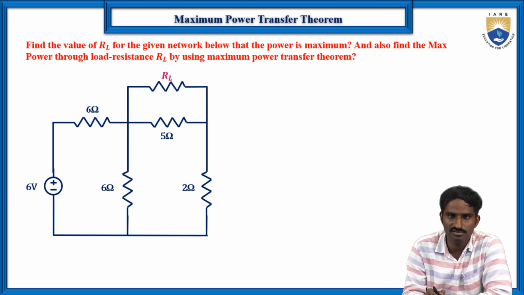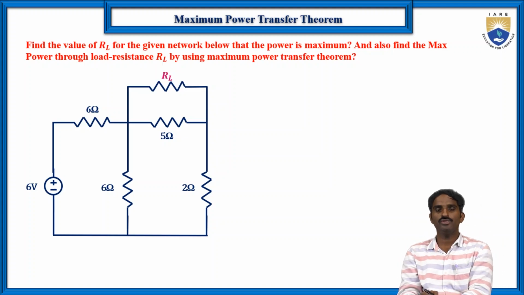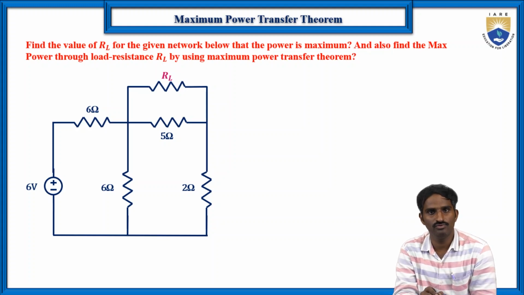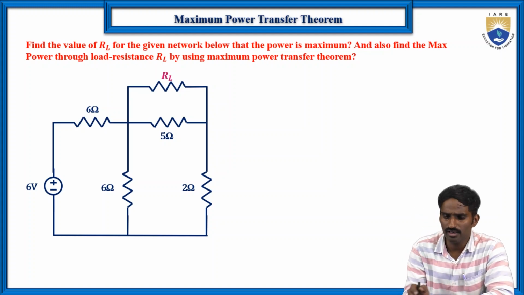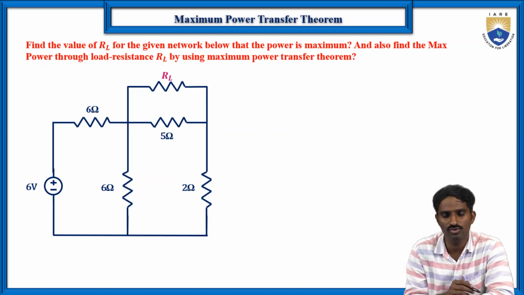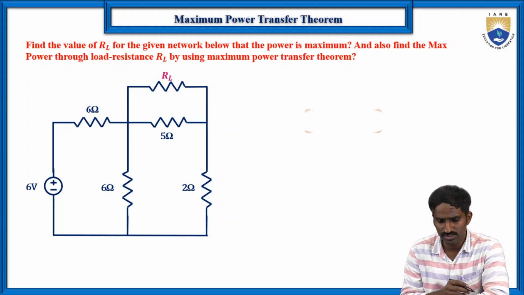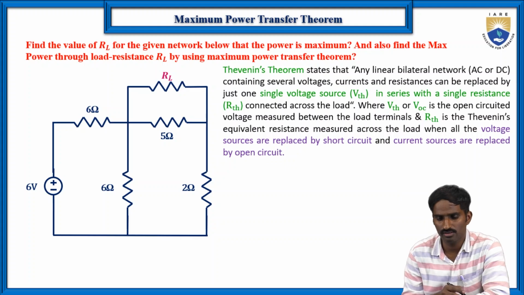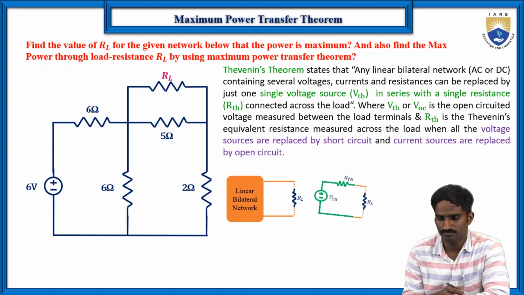Okay, so here what we are going to find is the R Thevenin's value, and whatever R Thevenin's value we get is nothing but the RL, because here they are giving the condition that the maximum power is flowing. And also find the maximum power through the load resistance by using the maximum power transfer theorem. So first, we are just applying Thevenin's theorem to find V Thevenin's and R Thevenin's. The same way here.